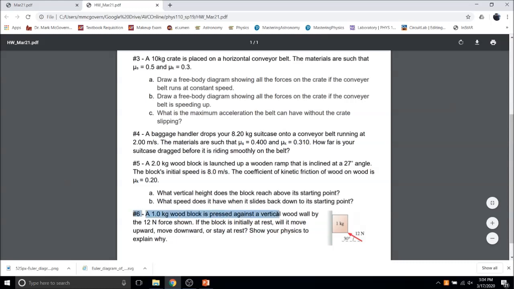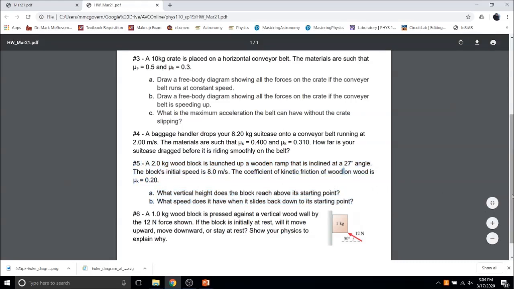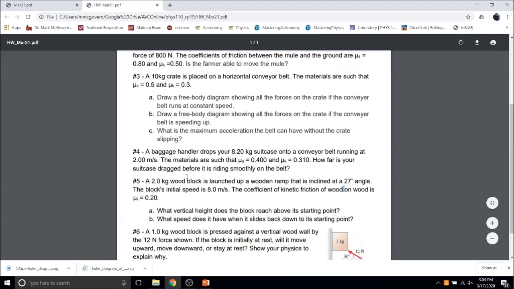This problem number 6 obviously is really similar to the one I showed you. This problem here is really similar to the one I showed you with the blocks. So the wood block sliding down the wood ramp here. Notice the 27-degree angle here. So it's all kinetic friction stuff here. This one's interesting, actually. This baggage handler problem.